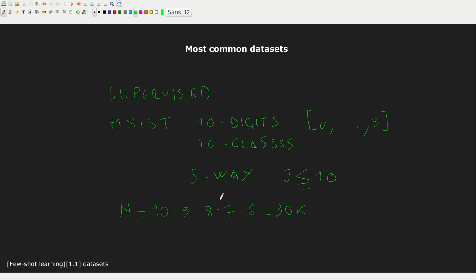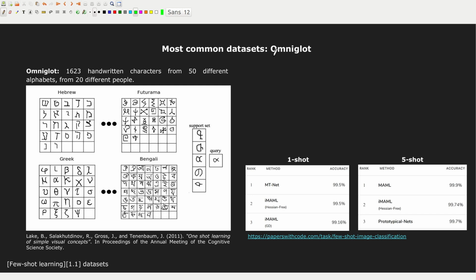When you start to train your method, after a while you will reach this number, and after you reach it you will start to see tasks that you already saw before, and you will have the usual problem of possible overfitting and so on. We don't want this, and this is why we generally use another dataset that is called the Omniglot.